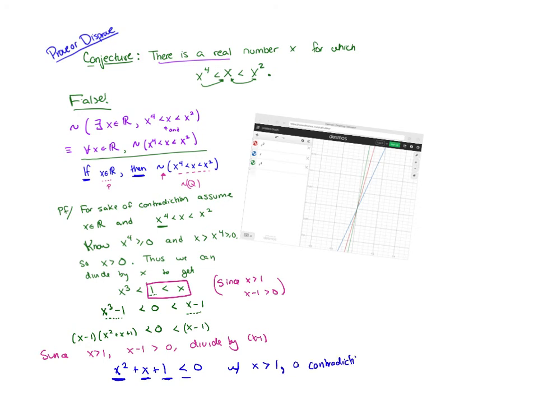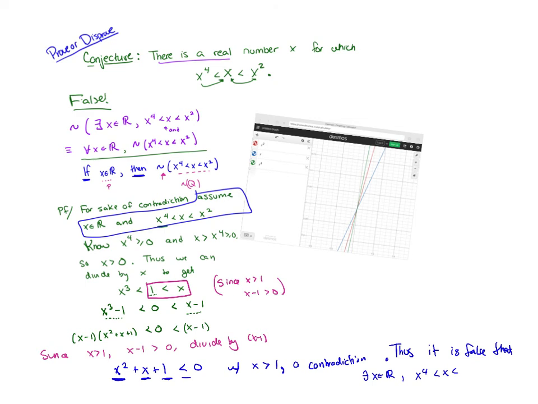So how did I get this contradiction? It came from assuming that we didn't have this statement being true. So therefore, I can conclude that it's true. So therefore, going all the way back, it is false that there exists some x in R such that x to the fourth is less than x squared. A little low on space, so I put some symbols in there. But right, this is how we could go about doing this.